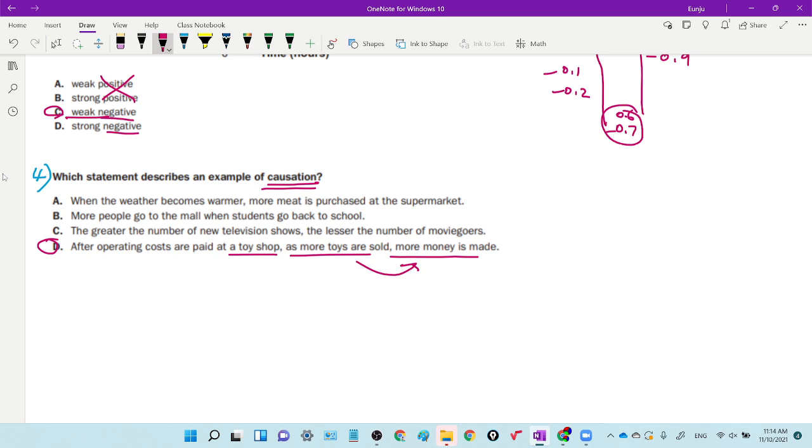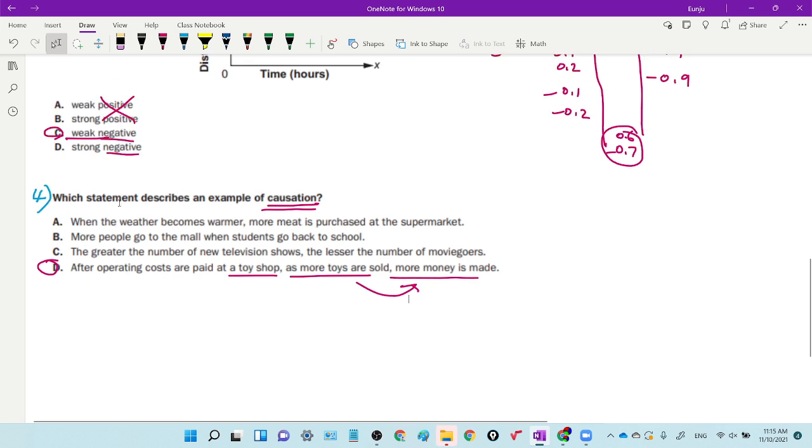Somehow A, B, and C, two events are related to each other somehow, but it's not always because of that, okay? So that's called causation. So correlation doesn't always mean causation. Okay? All right, let's go back to number 1.